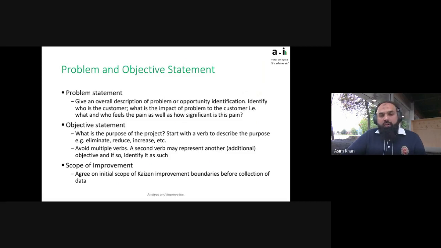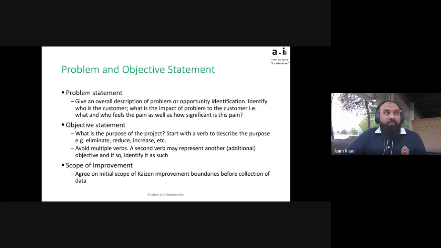So the idea is eventually when you're going into a Kaizen event, you need to make sure that you pick the right problem and not a symptom. Objective statement: what is the purpose of the project? This is very common in project management. Start with a verb to describe the purpose. For example, eliminate, reduce, increase, improve. Avoid using multiple verbs, because usually what that means is you have two different objectives.